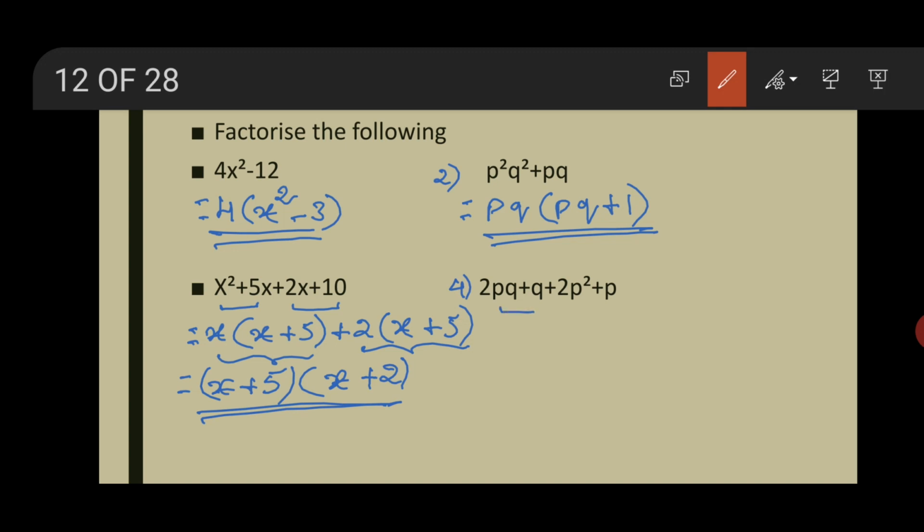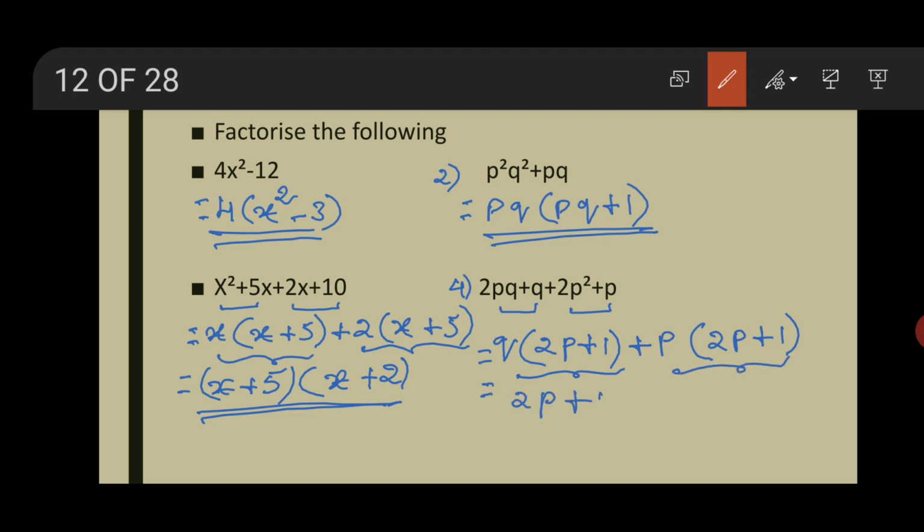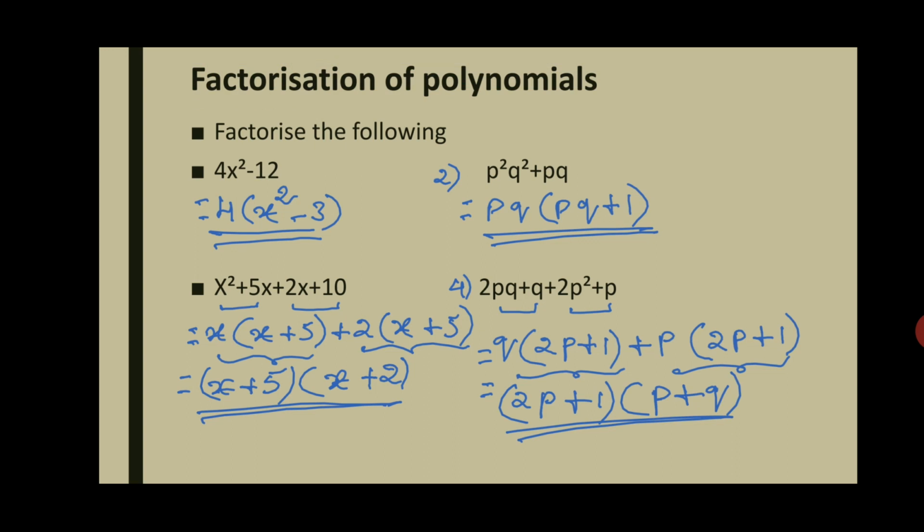Next, one more problem. Take common factors. Q is the common factor, take outside. 2p plus 1 is remaining. Again, in the third and fourth terms, p is common, take outside. 2p plus 1 is remaining. Again, in the two terms 2p plus 1 is common, take outside. Remaining terms are p plus q or q plus p, both are right. Yes, in this way we can simplify or factorize.